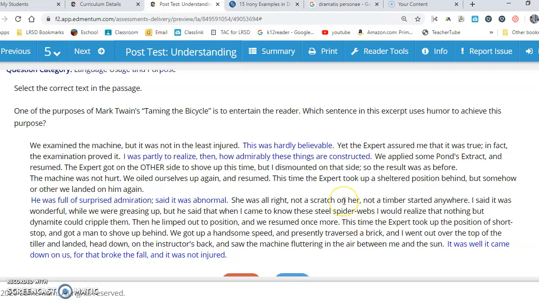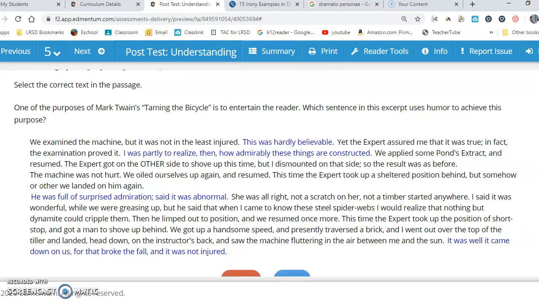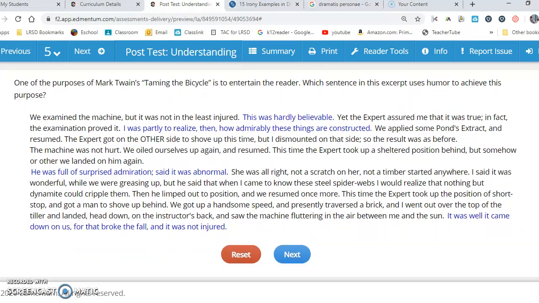So in this story, he's making it sound like the machine is an animal. And this is the humorous line, because the fact of the matter is they were the ones that were injured. He said that it's good that the bicycle came down on top of them, because then it was not injured. So that brings a little light to the story. So this is the answer. This helps us to know that this is a humorous story to entertain.